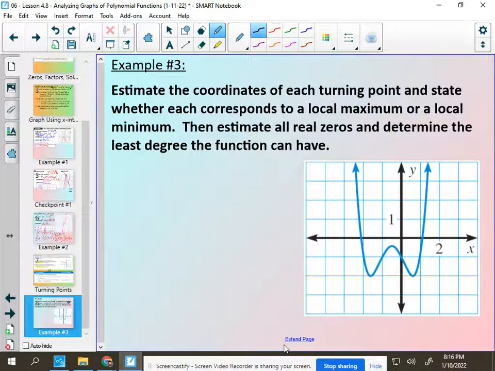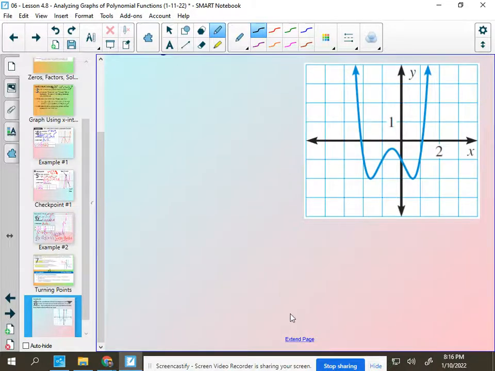It's kind of a vocab check to start, but then tell me what's the lowest degree. Determine the least degree that this could have. We'll finish with that part, okay? Let's knock out this first part. Here's how you can do this.